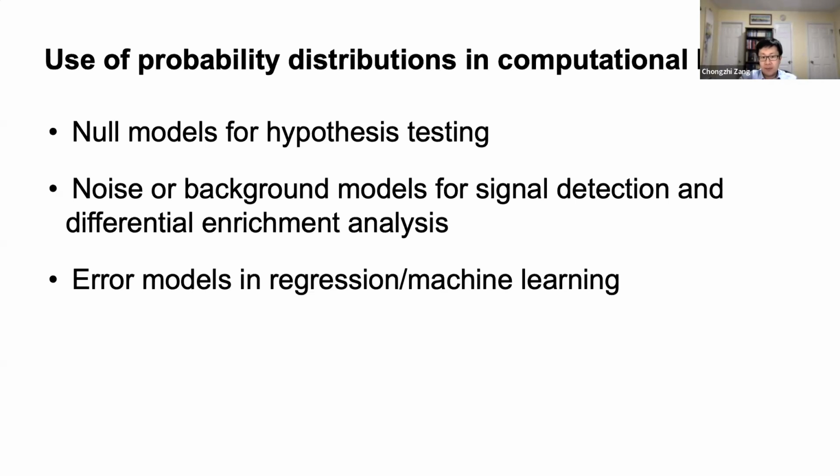Also, in regression models or more advanced machine learning models, we always need to introduce the error term, and the error models are usually described by certain probability distributions.